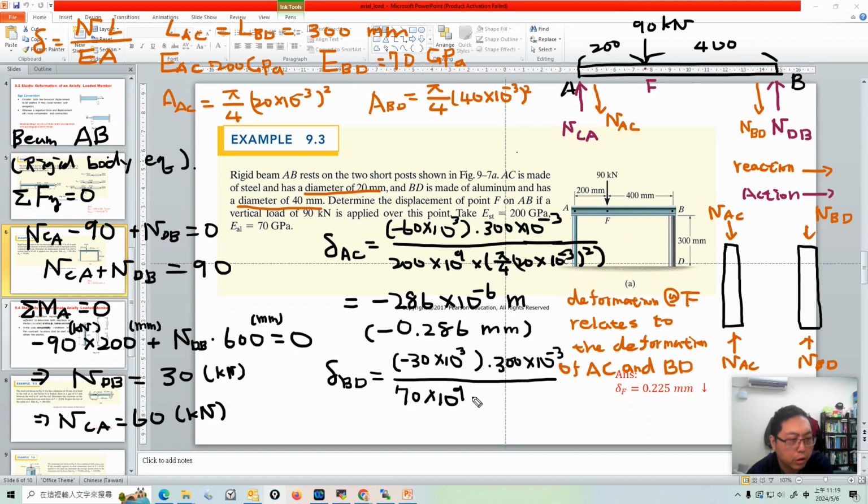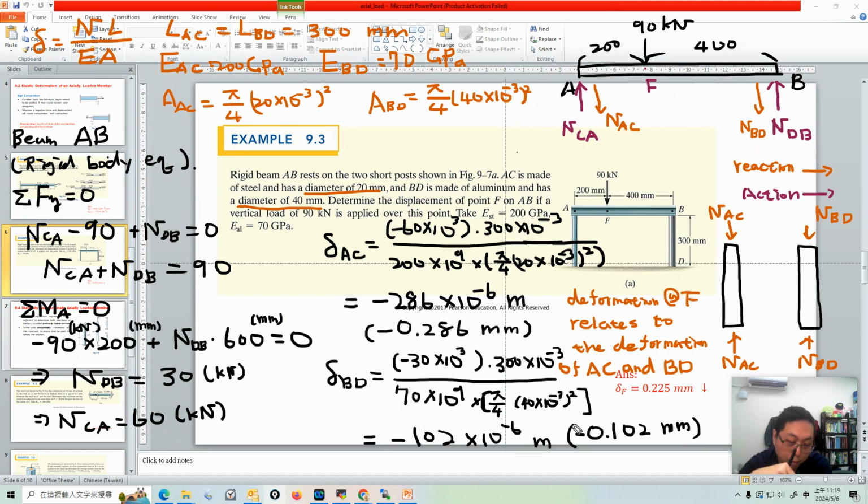And the next thing is the cross-section area, pi over 4 times 40 times 10 to the power minus 3, squared. If you are using a calculator, I just give you the answer directly, so just try yourself. It's minus 102 times 10 to the power minus 6 meter. Actually, it's about minus 0.102 millimeter. Negative means it's compressing. We have the deformation of AC and BD.